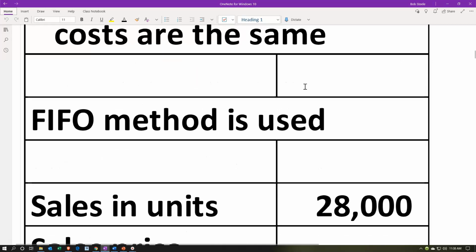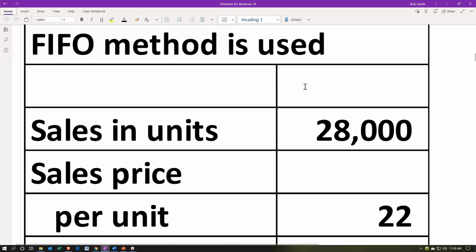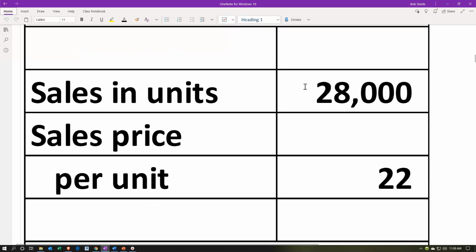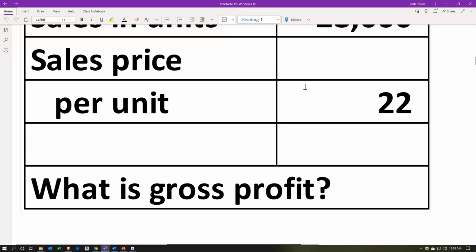We're going to be using the first in, first out method, and we'll compare and contrast that to the last in, first out method. The sales in units are 28,000. So this is the sales information, and the sales price is going to be $22. So we're going to sell them for 22. Remember that the sales price has nothing to do with the cost. We might use the cost to determine the sales price, but when we track the cost, it has nothing to do with the sales price. We will be focusing on tracking the cost.